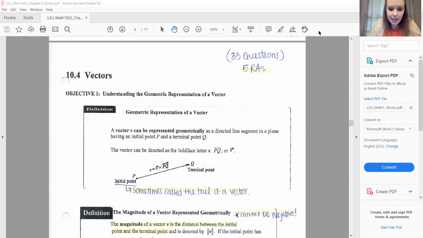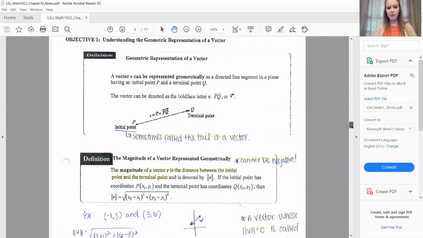It's a pretty easy lesson, but it's kind of long. There's 8, well, technically 7, 8 objectives, but I think objective 5 is left out. So I'm going to go through this with you. Just 33 questions, there's 5 reading assessments, and we're talking about vectors.